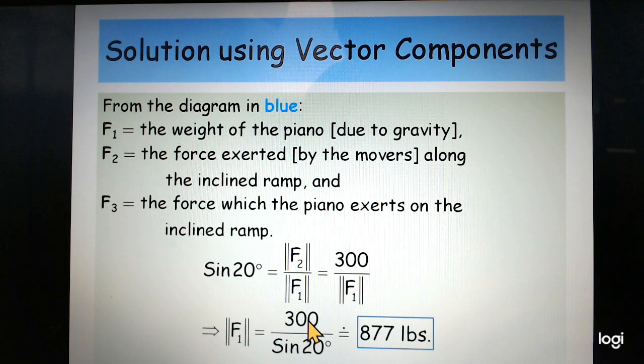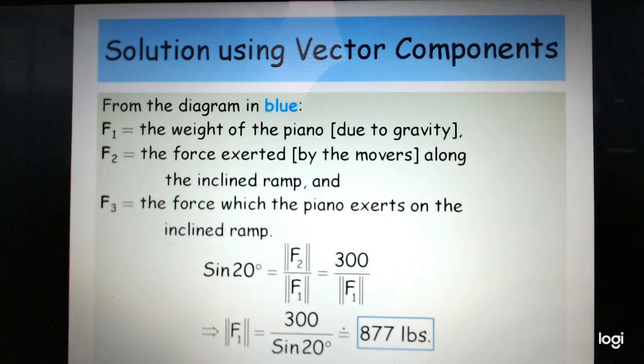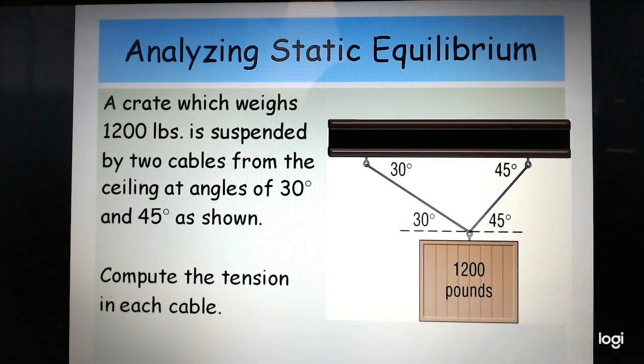So therefore, we work this out. We want to solve for F1. So we cross multiply, and you get F1 is 300 over sine 20. So you get the piano weighs approximately 877 pounds. So we definitely get a mechanical advantage by using an inclined plane. This is one of the simple machines. Okay, look at another problem.